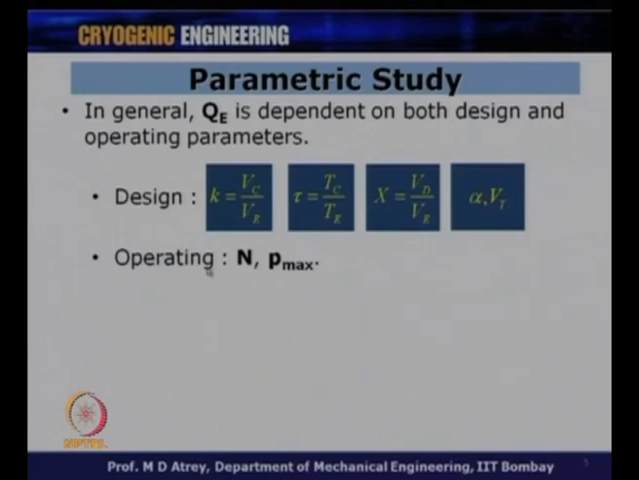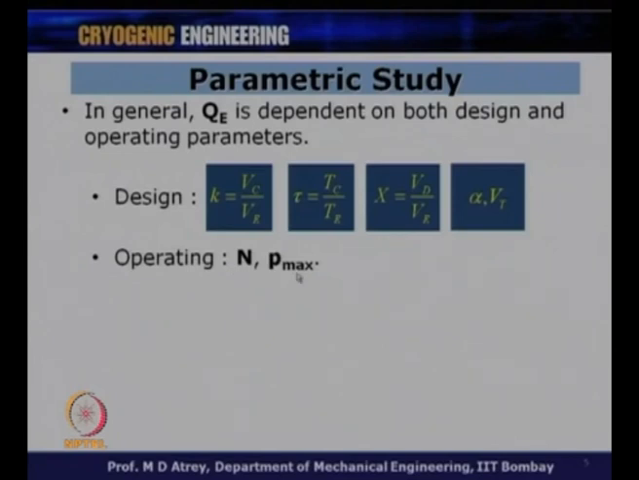Similarly, we have operating parameters which can be changed later. Once the design is carried out, I can still change the speed if I want to, or I can still change the maximum pressure generated in the system by changing the charging pressure of the gas, so that it affects both P max and P minimum by a formula which we have derived earlier in Smith's analysis. So, these two parameters may be called operating parameters because they can be changed by the operator.